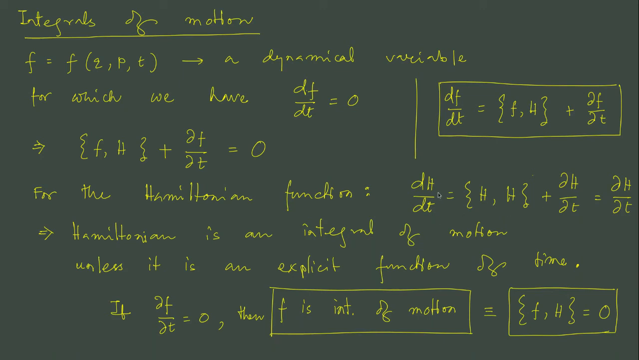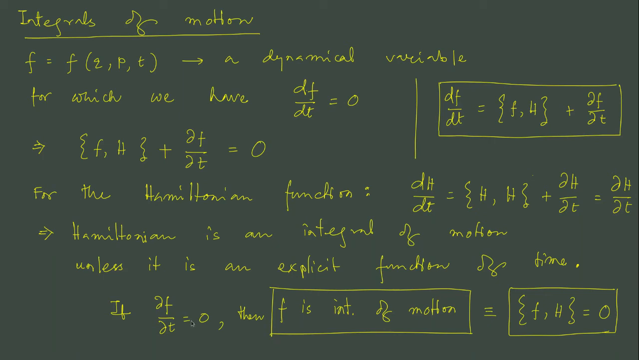So the total time derivative of the Hamiltonian remains equal to the partial derivative of the Hamiltonian with respect to time. So that means if the Hamiltonian is not a function of time, the partial derivative vanishes. In that case, the Hamiltonian is an integral of motion. So, in many scleronomic systems, we have discussed that the Hamiltonian is not an explicit function of time, and for all such cases, it remains an integral of motion.